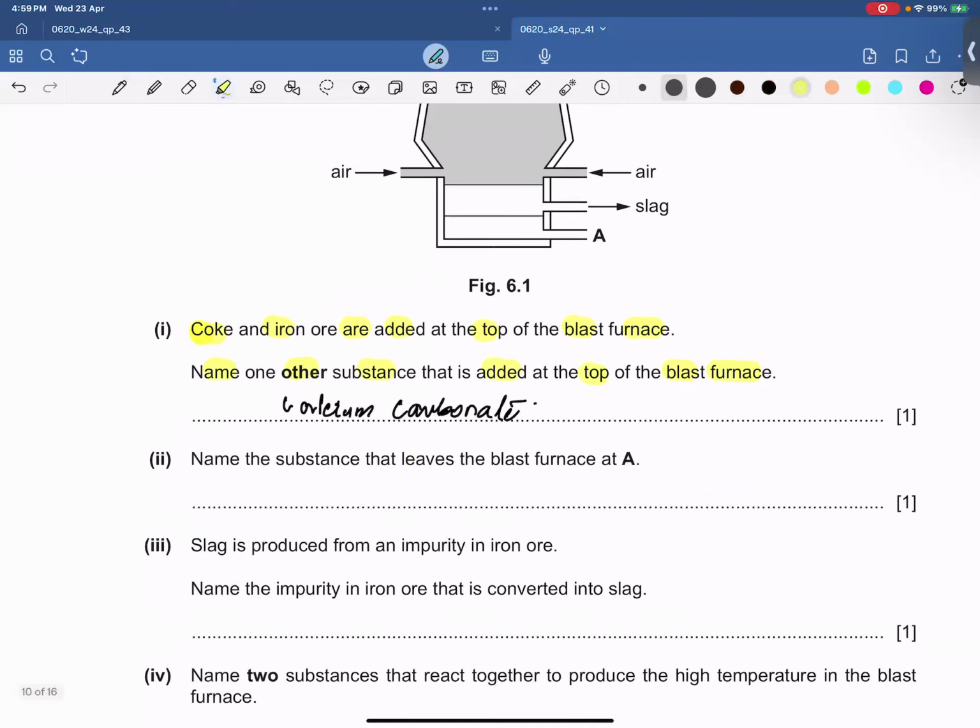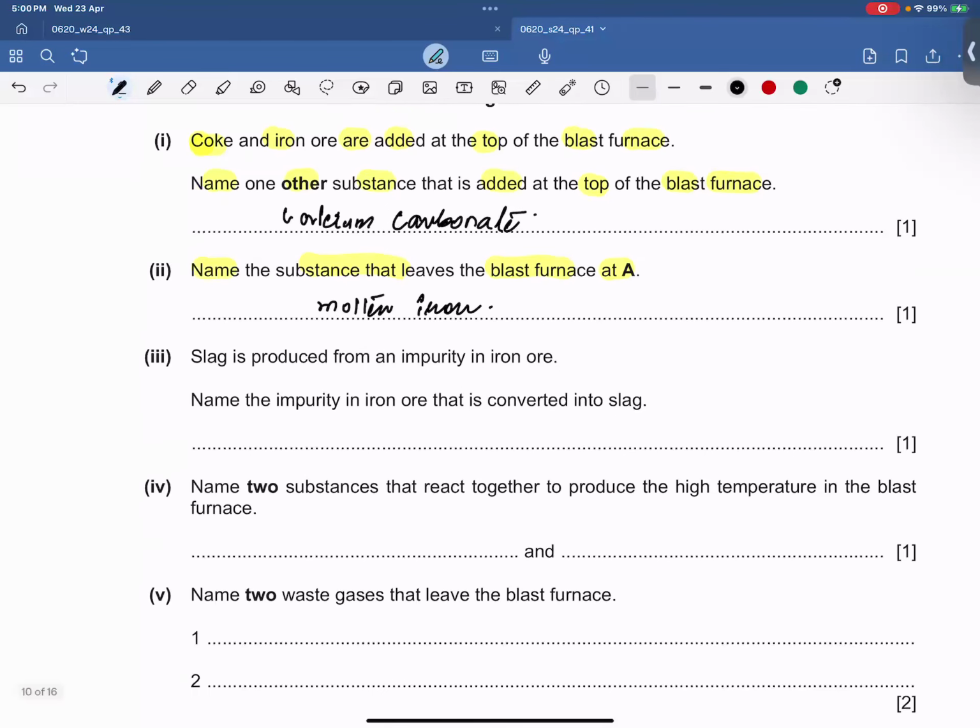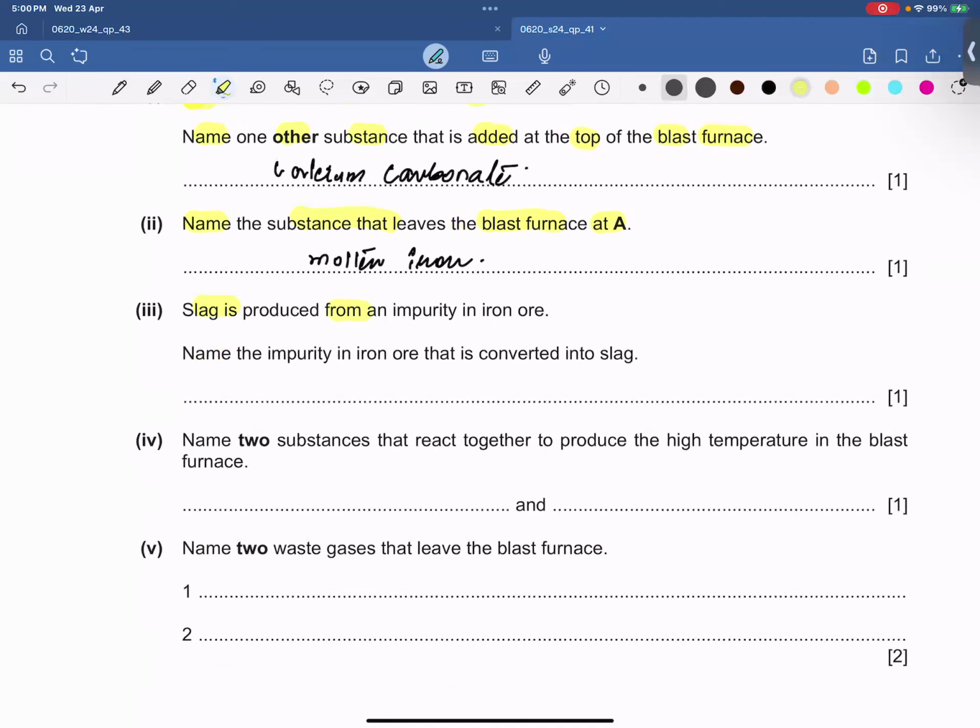Name the substance that leaves the blast furnace at A. Obviously, from here you will get molten iron. Oh, yes, molten iron. Slag is produced from an impurity in iron ore. Name the impurity in the iron ore. Silicon 4 oxide, also called silicon dioxide.